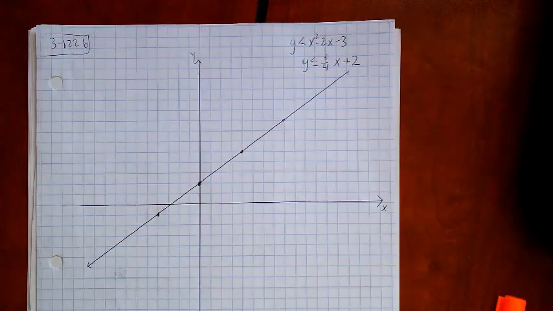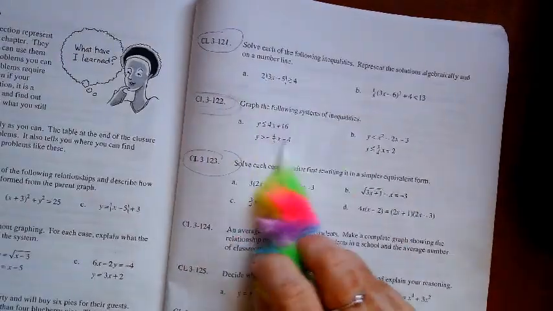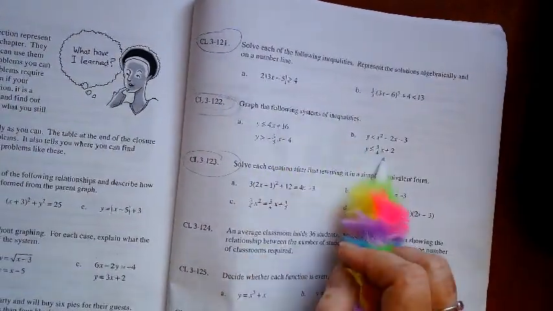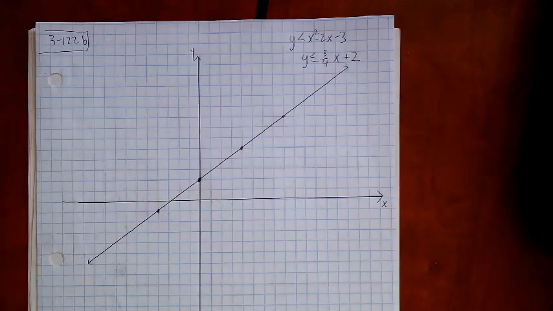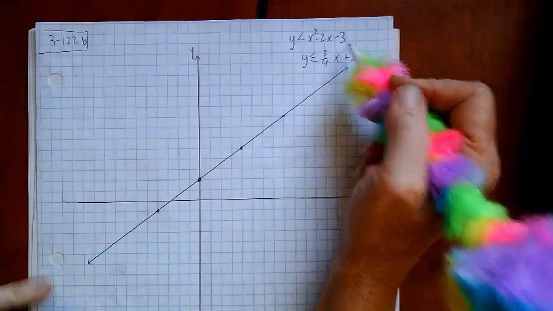Could I have done this algebraically with equal values? Sure, but they asked me to... actually, let's see what they asked. They asked me to graph the system. I'm graphing it. So that's why I'm not bothering to use equal values or anything, in case you were wondering about that. So how do you like to graph your parabolas?